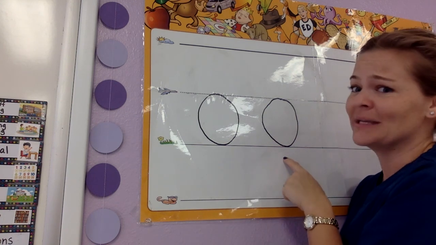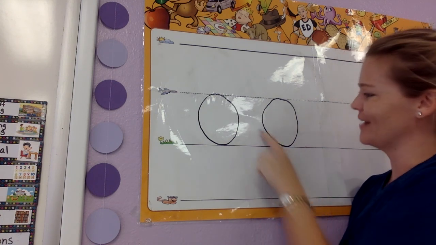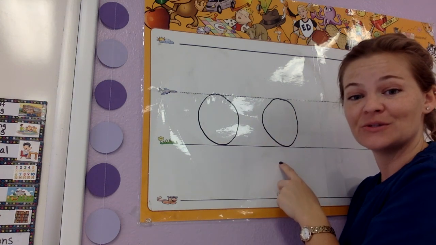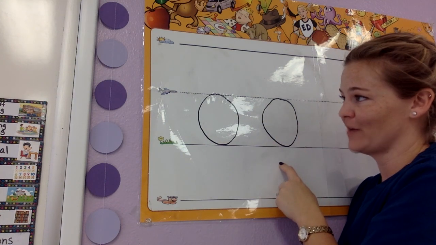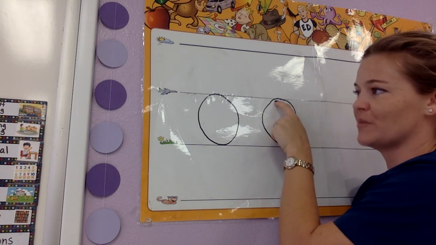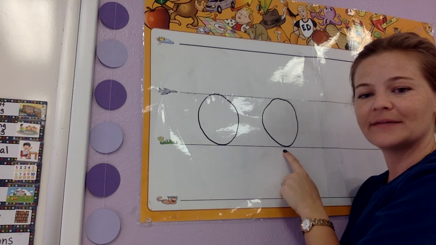Now, it doesn't have to be exactly the shape of a circle because look, mine's not exactly a circle, but it's kind of similar to a circle. Doesn't have to be perfect. Just do your best. Try to make sure that your little o is from plane line to grass line.